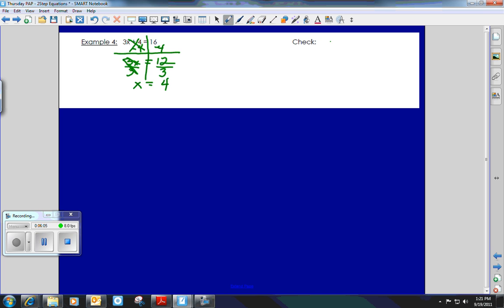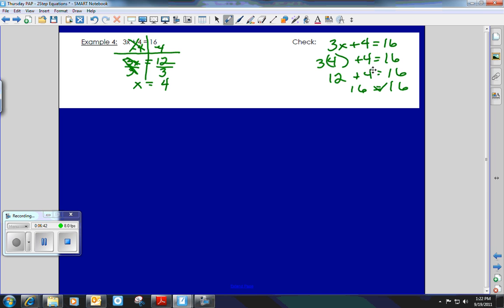Now for the check, the first thing I do is write the original equation with the variable. Then I'm going to fill in the number 4 for the variable x. 3 times 4 plus 4 equals 16. Now I know 3 times 4 is 12. Now I'm going to write 12 plus 4 equals 16. You solve one part at a time. Okay, order of operations. Multiplication comes first, then addition. So I'm going to go ahead and have 16 equals 16 here.